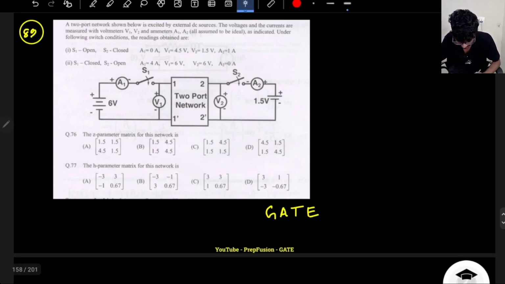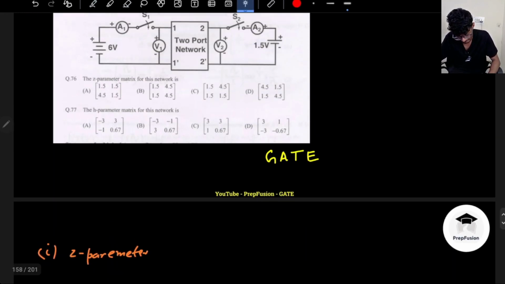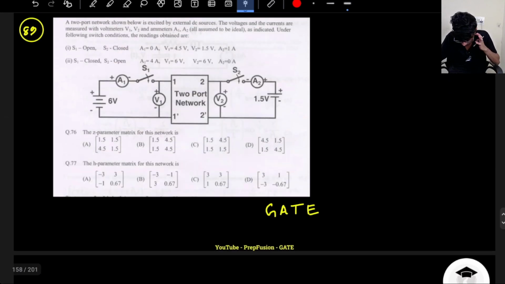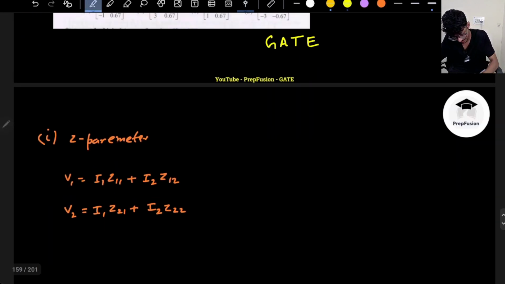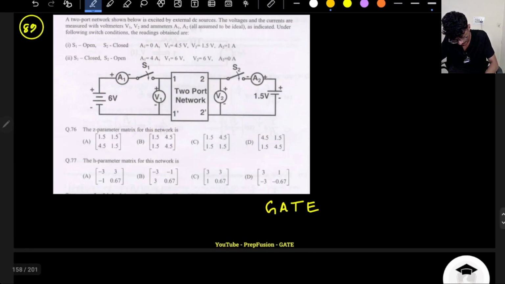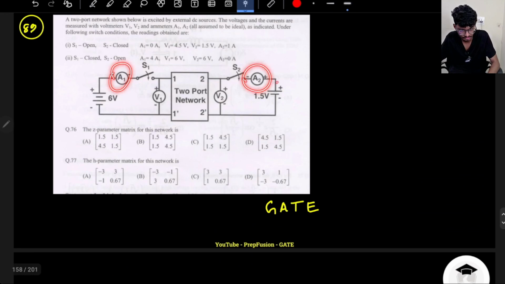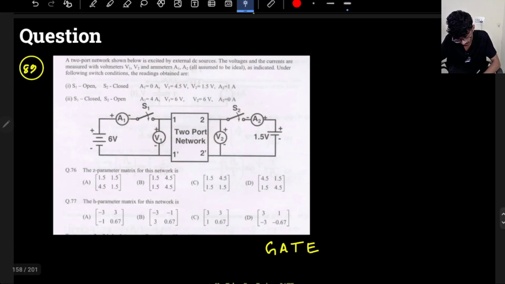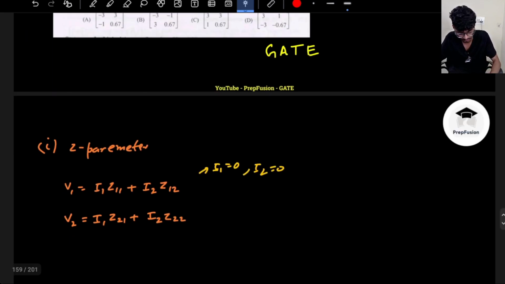Now they are open circuit parameters, right? Basically either I make I1 equal to 0 or I make I2 equal to 0. And ammeters, if you remember, are connected in series as the current ports, and voltmeters are connected in parallel. So whenever the current through the ammeter is 0, I am very interested, because that will be the condition for the Z parameters.